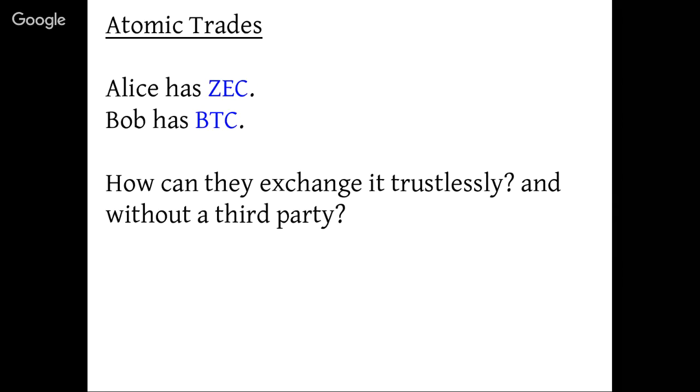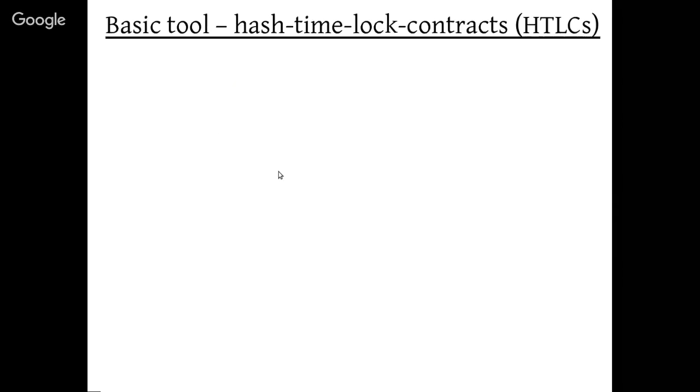All right, so the basic tool that enables this is something called hash time block contracts. This is a very important primitive. It's also, for example, what enables the Lightning Network to work, if you've heard of it. So what's a hash time block contract?